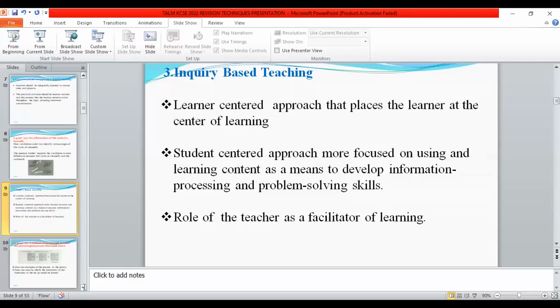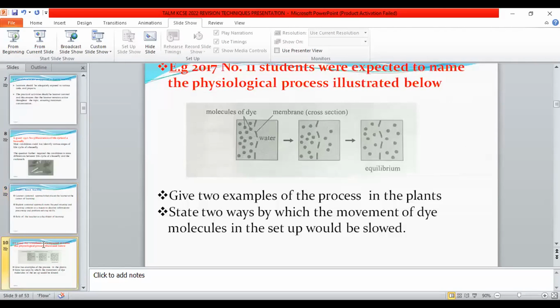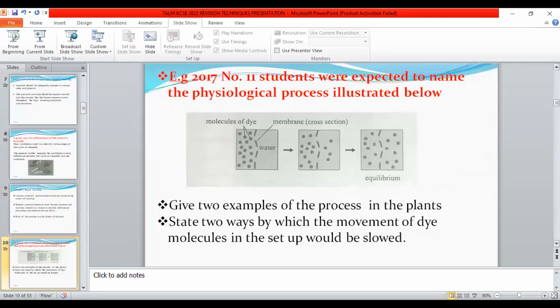So in inquiry-based learning, you find that it is the learners themselves who identify the problem and ask questions. Those learners propose solutions. They are also able to make predictions. They are able to design procedures on their own and collect data. They can also organize data and draw conclusions. So when you look at this inquiry-based learning, we have the concept that was tested in 2017. Next slide. We have this content having been tested in 2017.